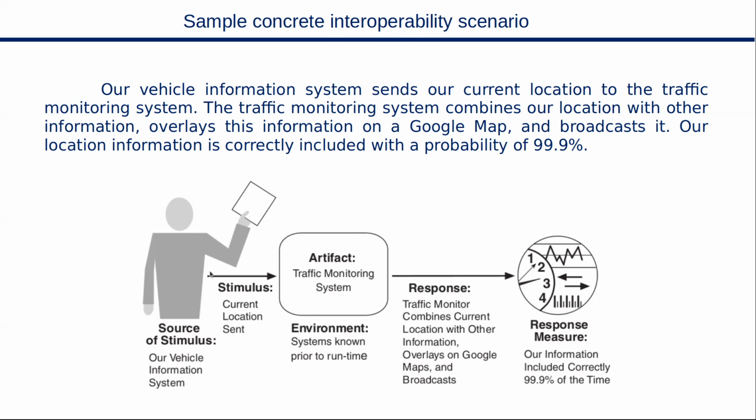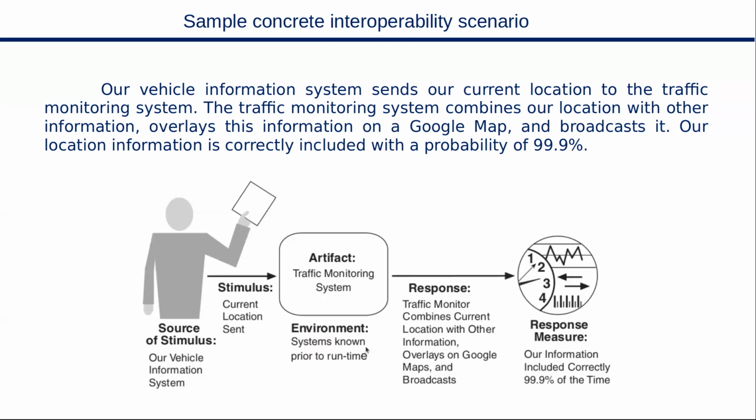This is the action produced by our stimulus, which is our vehicle information system, which sends the current location. To what? To whom? To the traffic monitor system. Which is running where? Which is working on the system known prior at runtime. And what kind of response are we expecting?